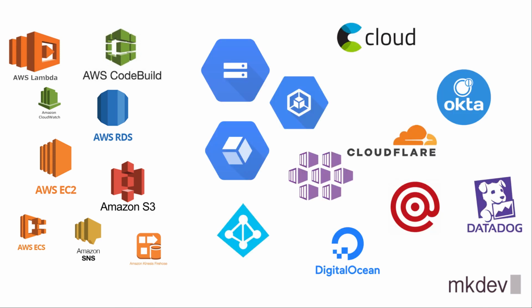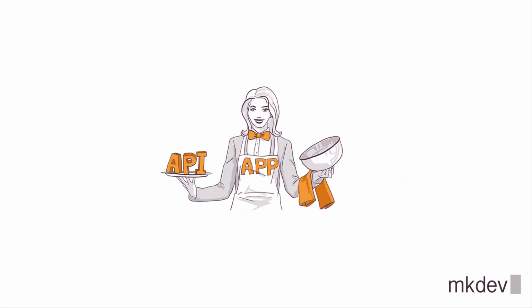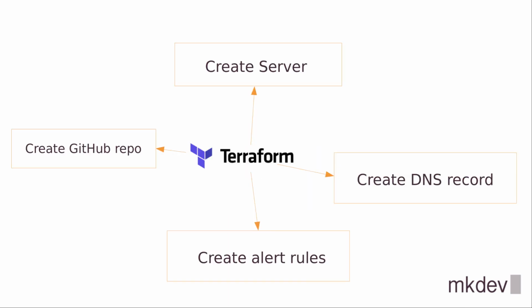Add on top other major cloud providers like Google Cloud and Azure, plus consider the specialized infrastructure service providers like Datadog for monitoring or Okta for identity management, and you will get the idea how multi-layered the modern cloud infrastructure might get. Luckily, all of these services have an API, or Application Programming Interface, that allows us to view, create, update and delete all the resources automatically. And this is where Terraform came into the picture.